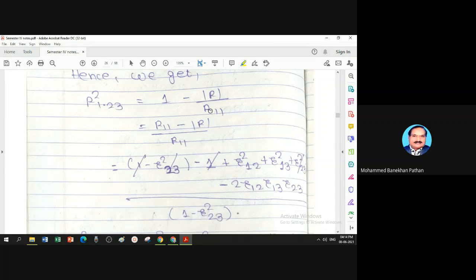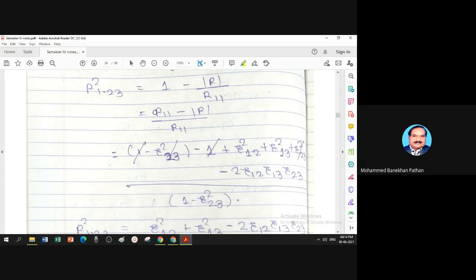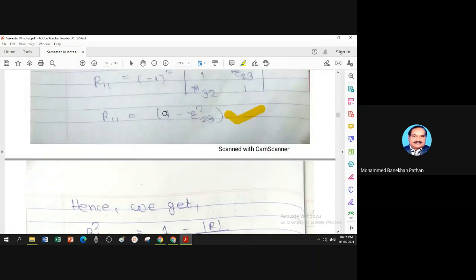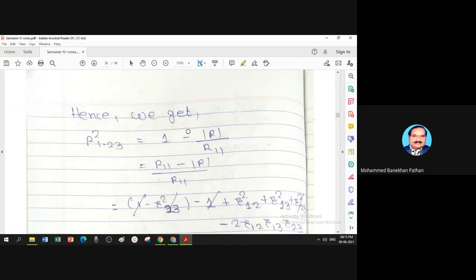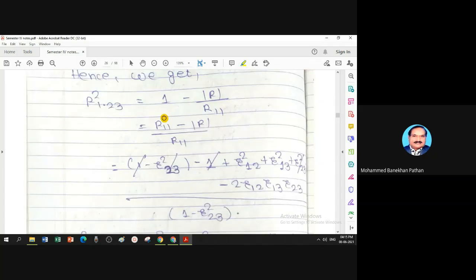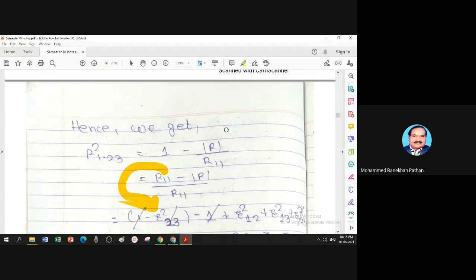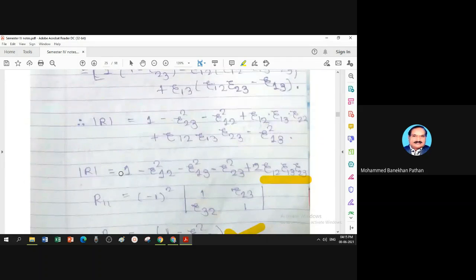Now I take R11 as the LCM, so you get R11 minus determinant of R, divided by R11. R11 we just derived as 1 minus R square 23. Replace in place of this. So this is your R11, 1 minus R square 23, minus the determinant of R we got. This is the big expression which is easy to remember.